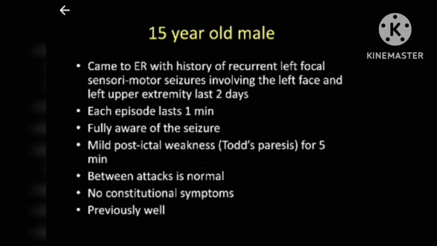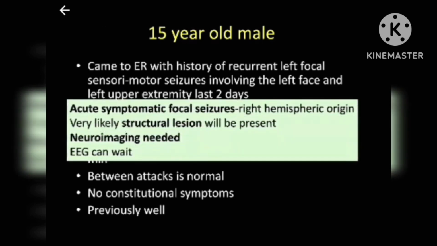So a 15-year-old male, see, this is another scenario, came to the ER with a history of recurrent left focal seizure. He says he gets some kind of funny sensation in the hand, and then it progresses and involves the left face, left upper extremity, many episodes, fully aware, mild. At the end of the seizure, he may have some mild weakness of the hand for some time. That's called Todd's paralysis. And between the attacks he is normal. So we know that this is an acute symptomatic seizure because it's a focal seizure.